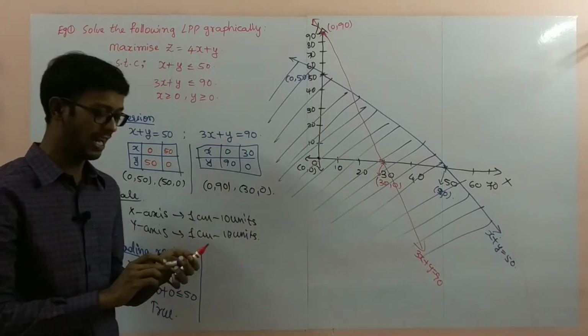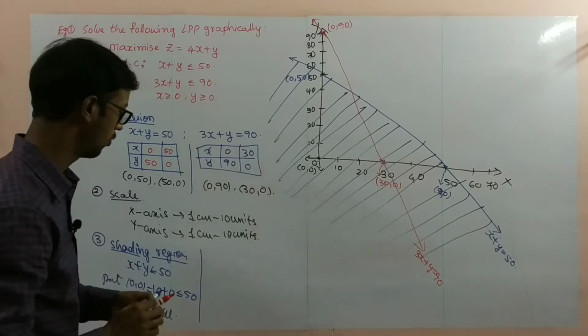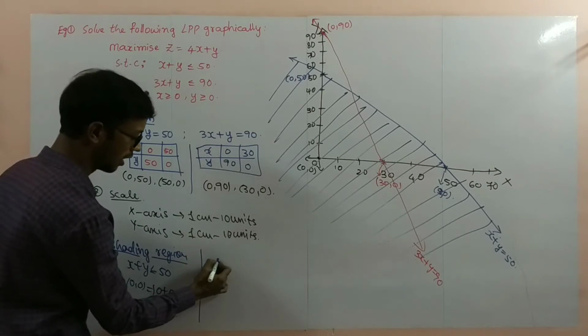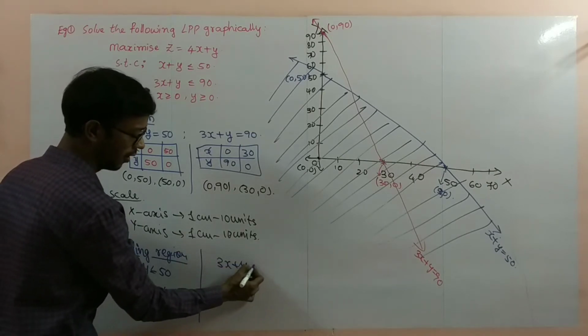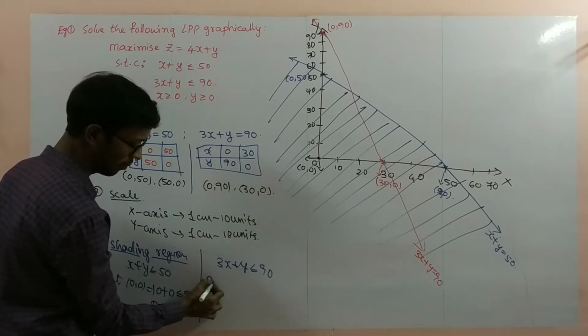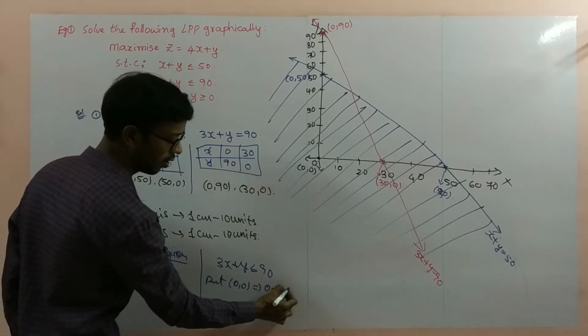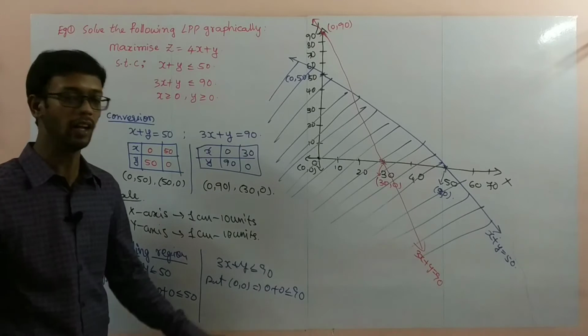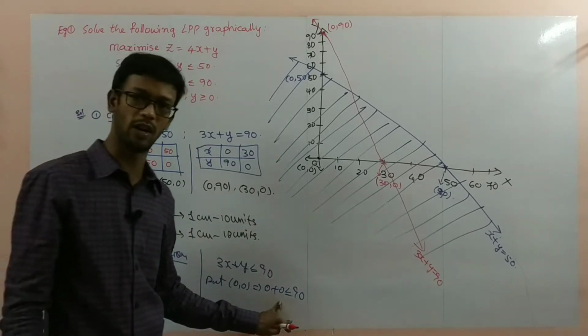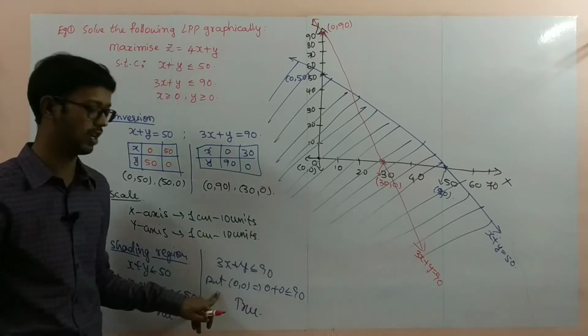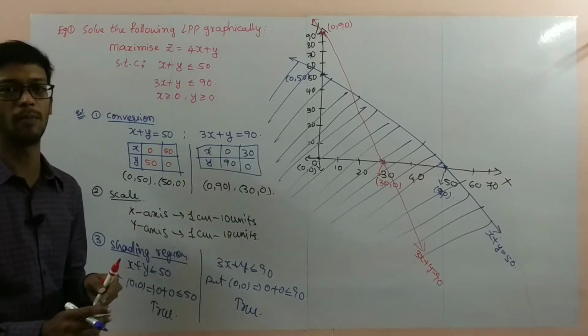So now, the shading region purpose. How to find the shading region? Already one method is there. Take the inequality, put any point. I am taking 0 comma 0. 0 plus 0 is less than or equal to 90, 0 is less than or equal to 90. So it is a true condition, including 0 comma 0.